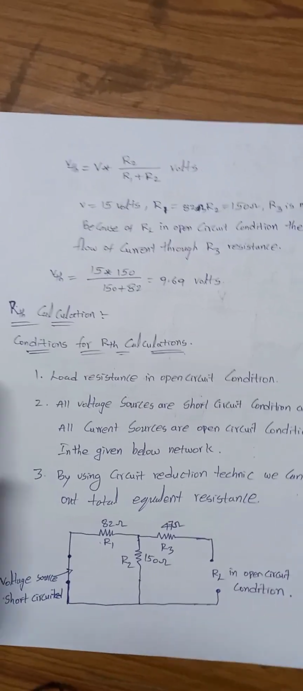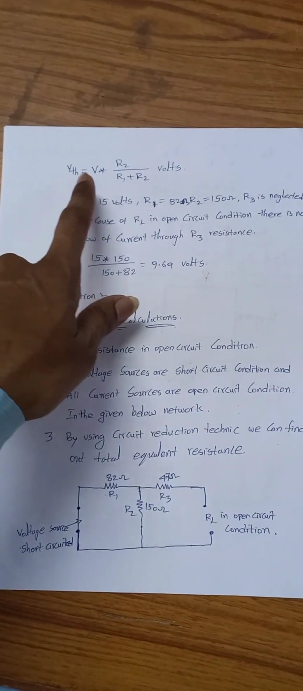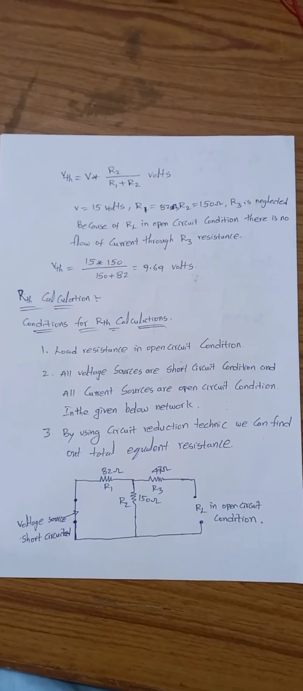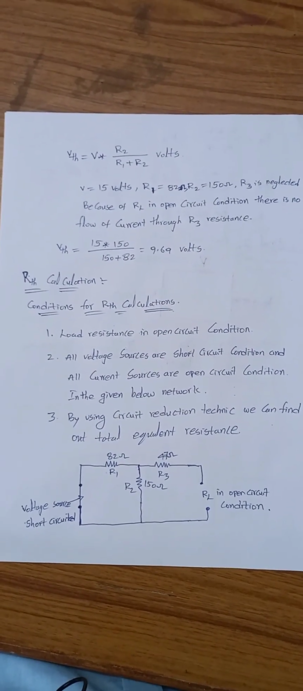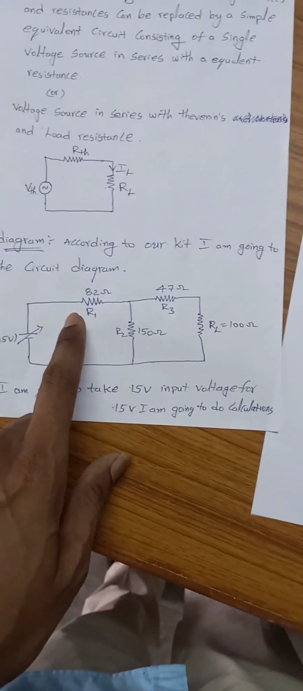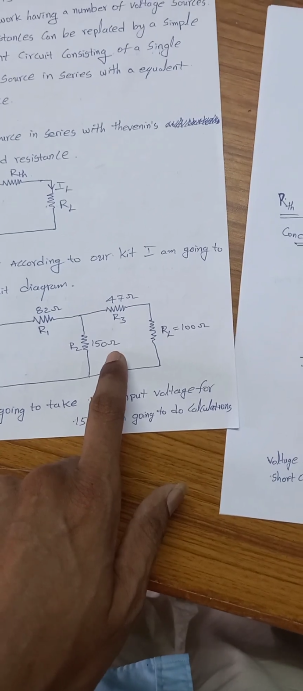You can observe that here. So the Thevenin formula: V Thevenin equals V into R2 by R1 plus R2. What are R1 and R2? Here you remember R1 is 82 ohms and R2 is 150 ohms.